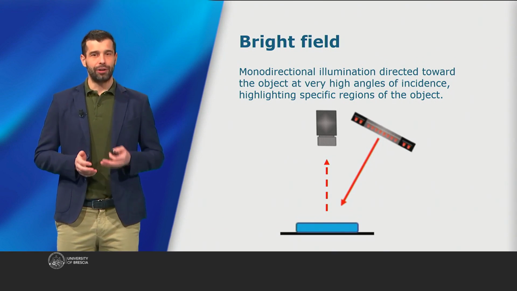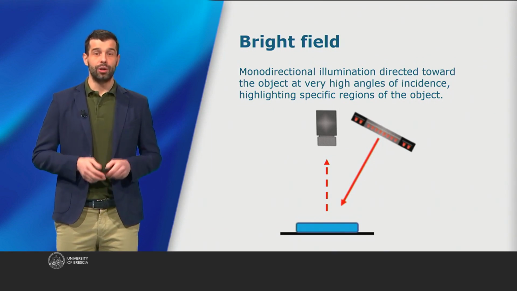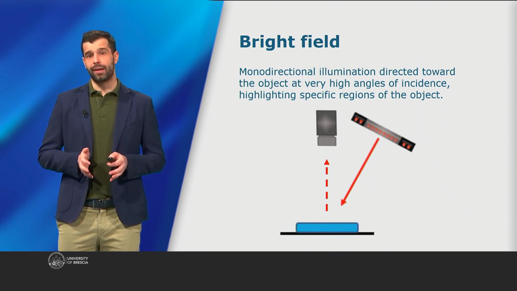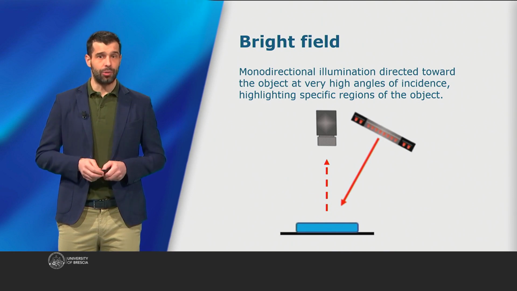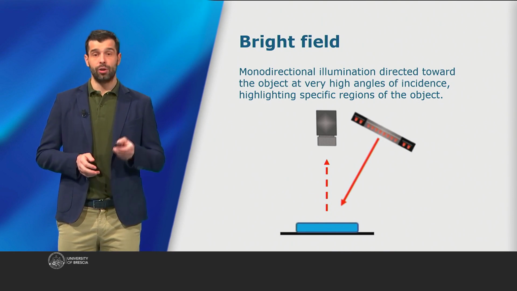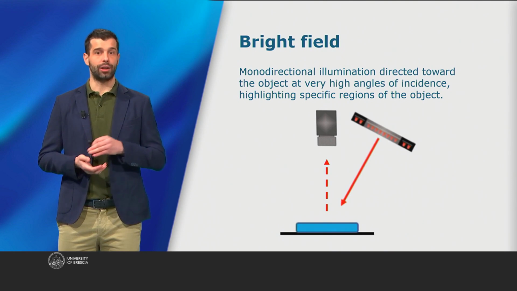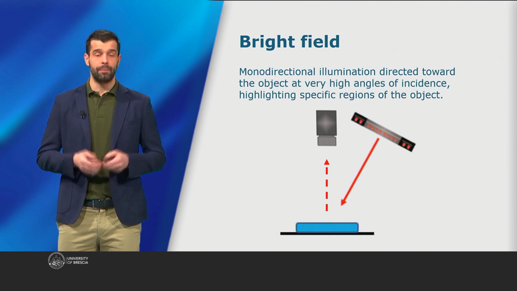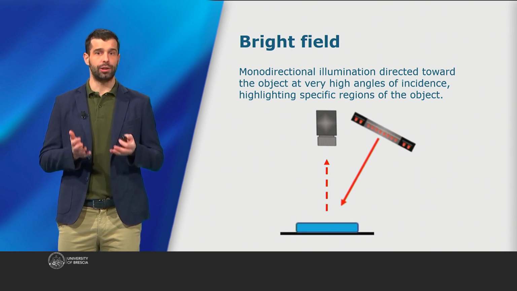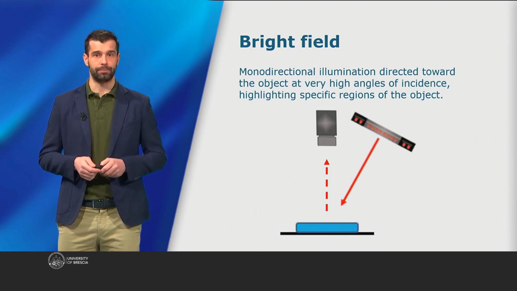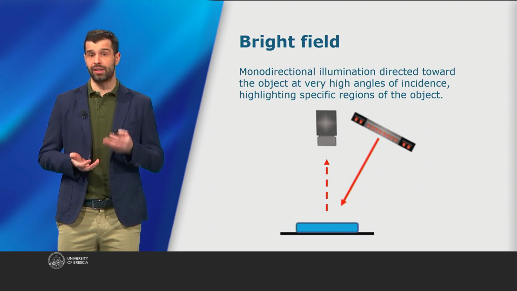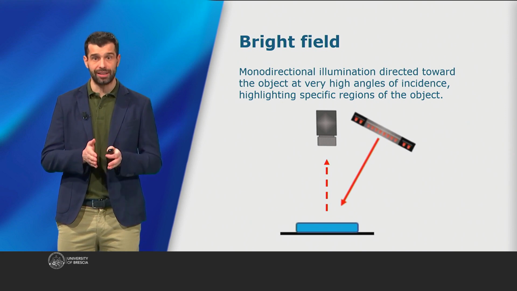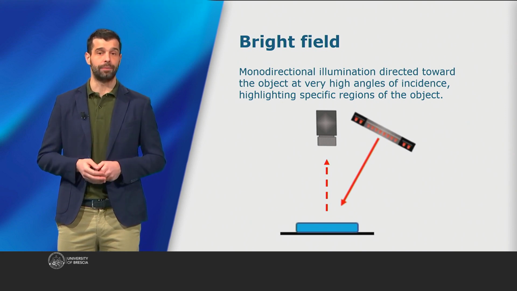Let's continue by defining the third type of lighting, bright field or bright field illumination. In this type of lighting, the light is unidirectional and directed toward the object, with high angles of incidence. That is, the angles between the work surface and the illuminator are very steep. So, in practice, the illuminator is placed very close to the camera. This is the typical concentrated lighting, where most of the light is focused on a single point, on a single area of the object to be captured.